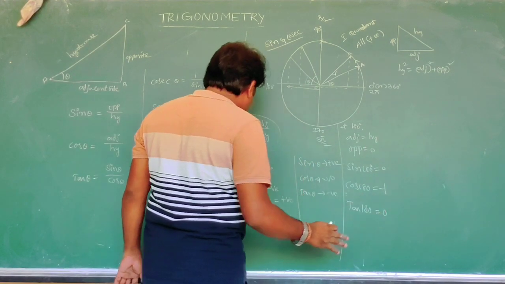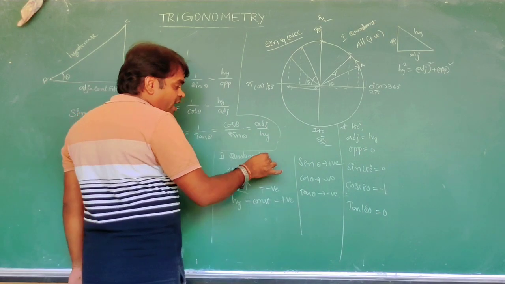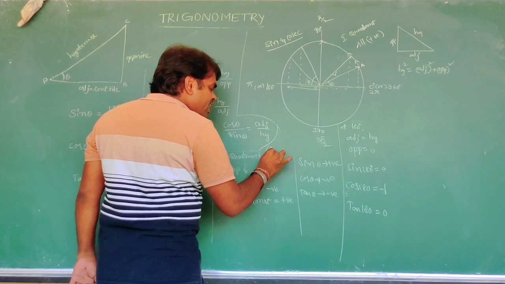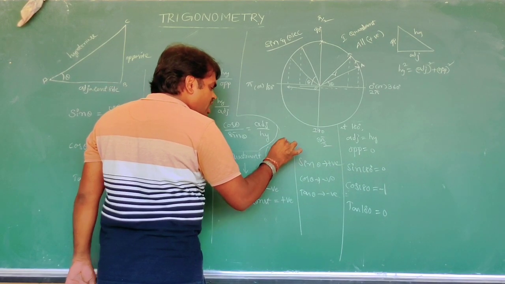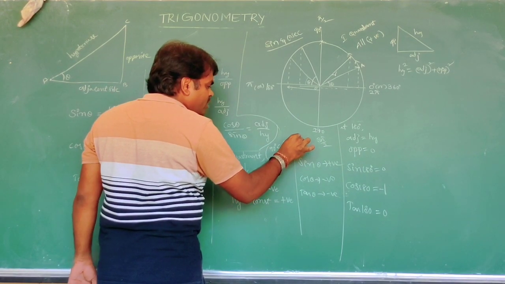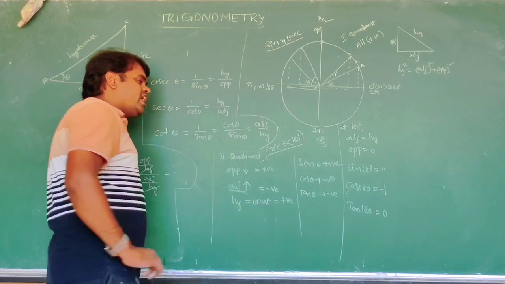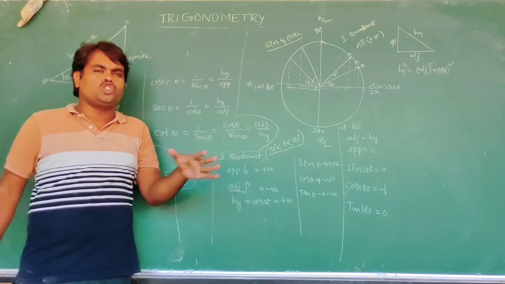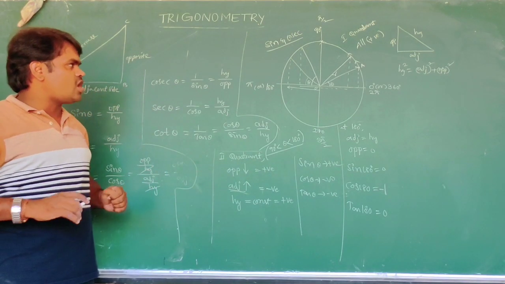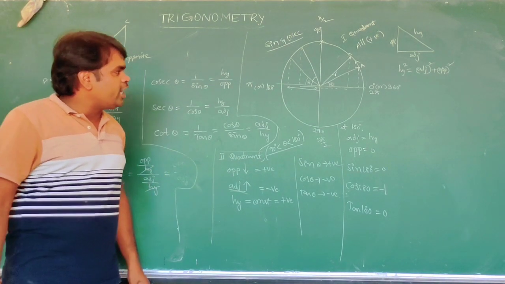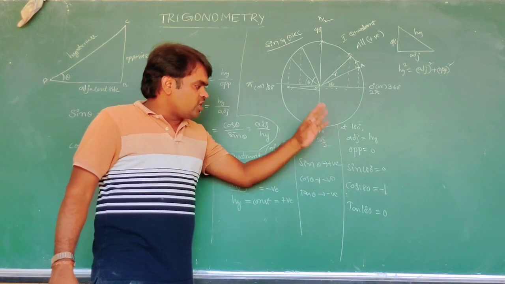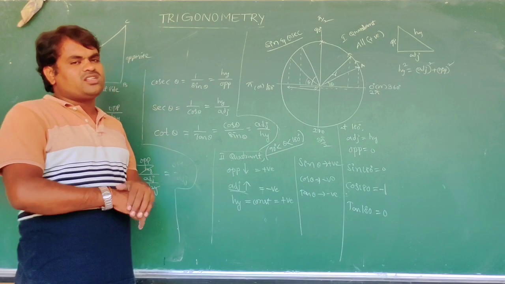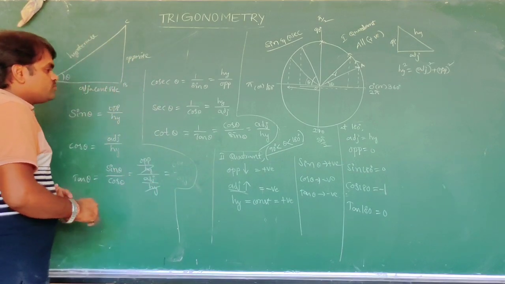This is about the second quadrant. We can say simply that 90 degree is less than theta is less than 180 degree. In between 90 and 180 is called the second quadrant. In the second quadrant, sine and cosecant are positive, remaining all trigonometric ratios are negative. But at 180 degrees, sine 180 is 0, cos 180 is minus 1, tan 180 is 0.